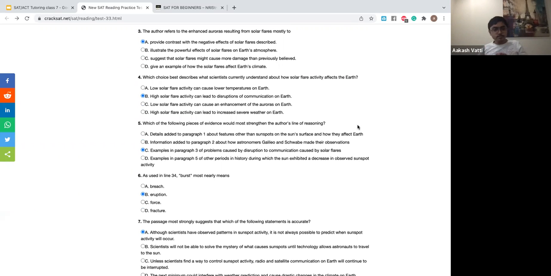All right. Which of the following pieces of evidence would most strengthen the author's line of reasoning? Paragraph 1 talks about what sunspots are and such, and just adding features other than sunspots doesn't strengthen the author's line of reasoning that we need to research sunspots, solar flares, because they affect us.